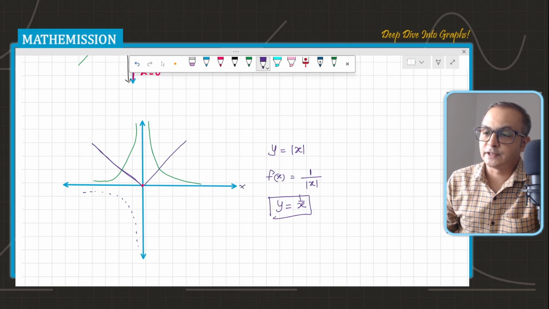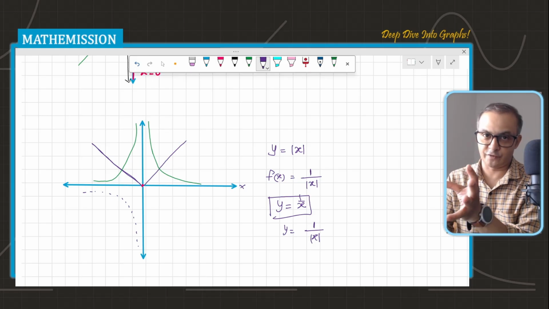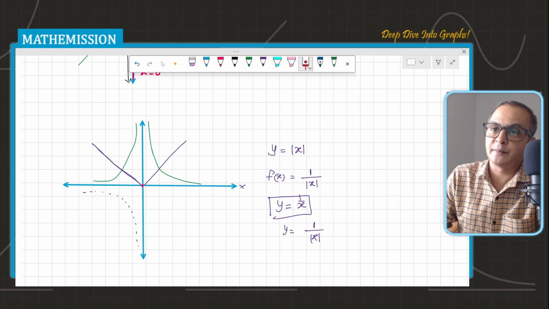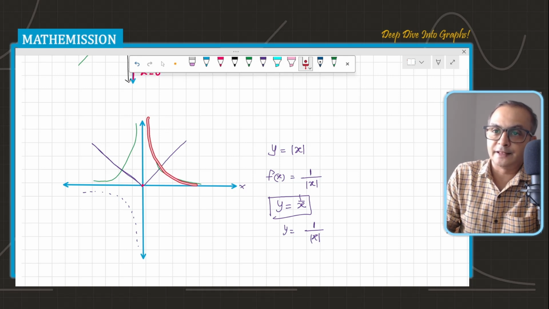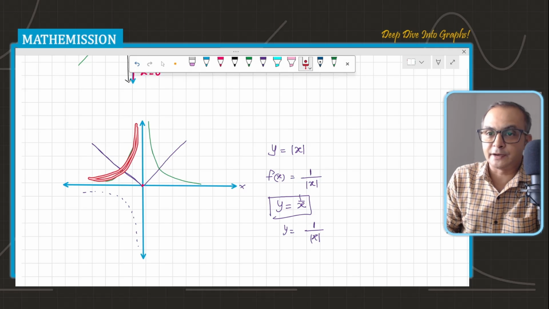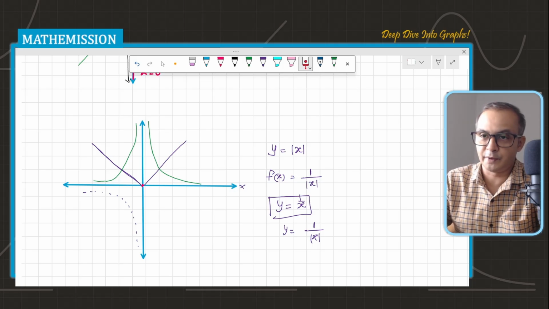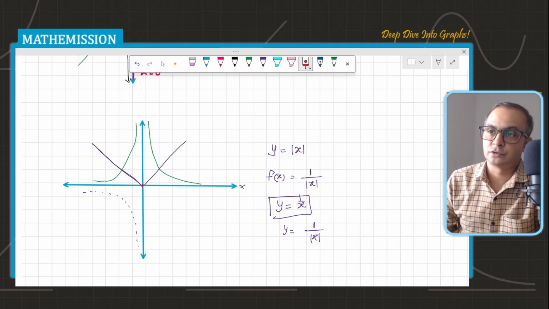Or you can also see that if this is y = 1/x, I can also think that I'm not taking the mod of the entire function, I'm taking the mod of x only, meaning taking the mod from inside. So in this way you can also see that I'm taking the image of this branch of the function, this side, and I'm actually ignoring what is already left of the y-axis. So all these techniques we can apply to draw the graph of 1/|x| from y = |x|, or from scratch.